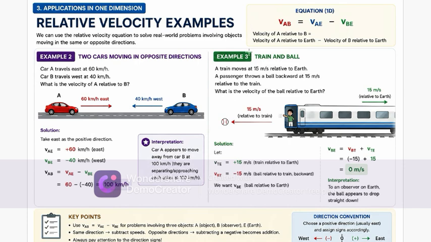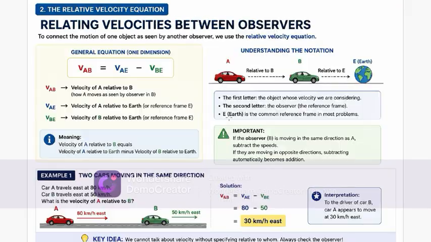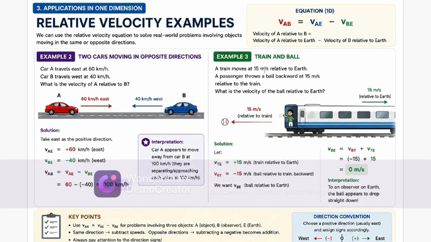Example 3 is the train and bow. A train moves at 15 meters per second relative to Earth. A passenger throws a bow backward at 15 meters per second relative to the train. What is the velocity of the bow relative to Earth? When they say the train moves at 15 meters per second relative to Earth, it means TE, train relative to Earth, is 15 meters per second. And the bow thrown backward at 15 meters per second relative to the train means bow relative to train is negative 15 meters per second.